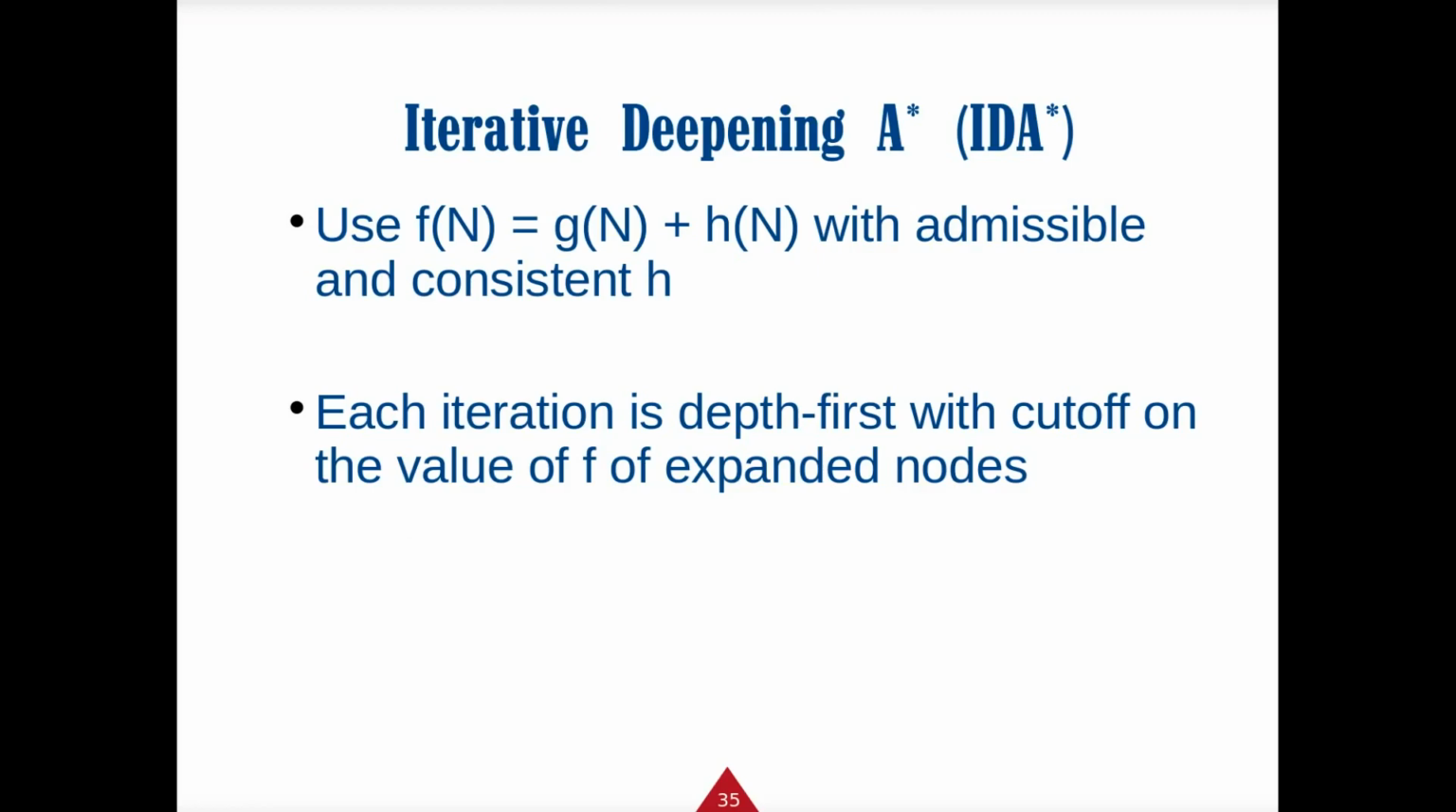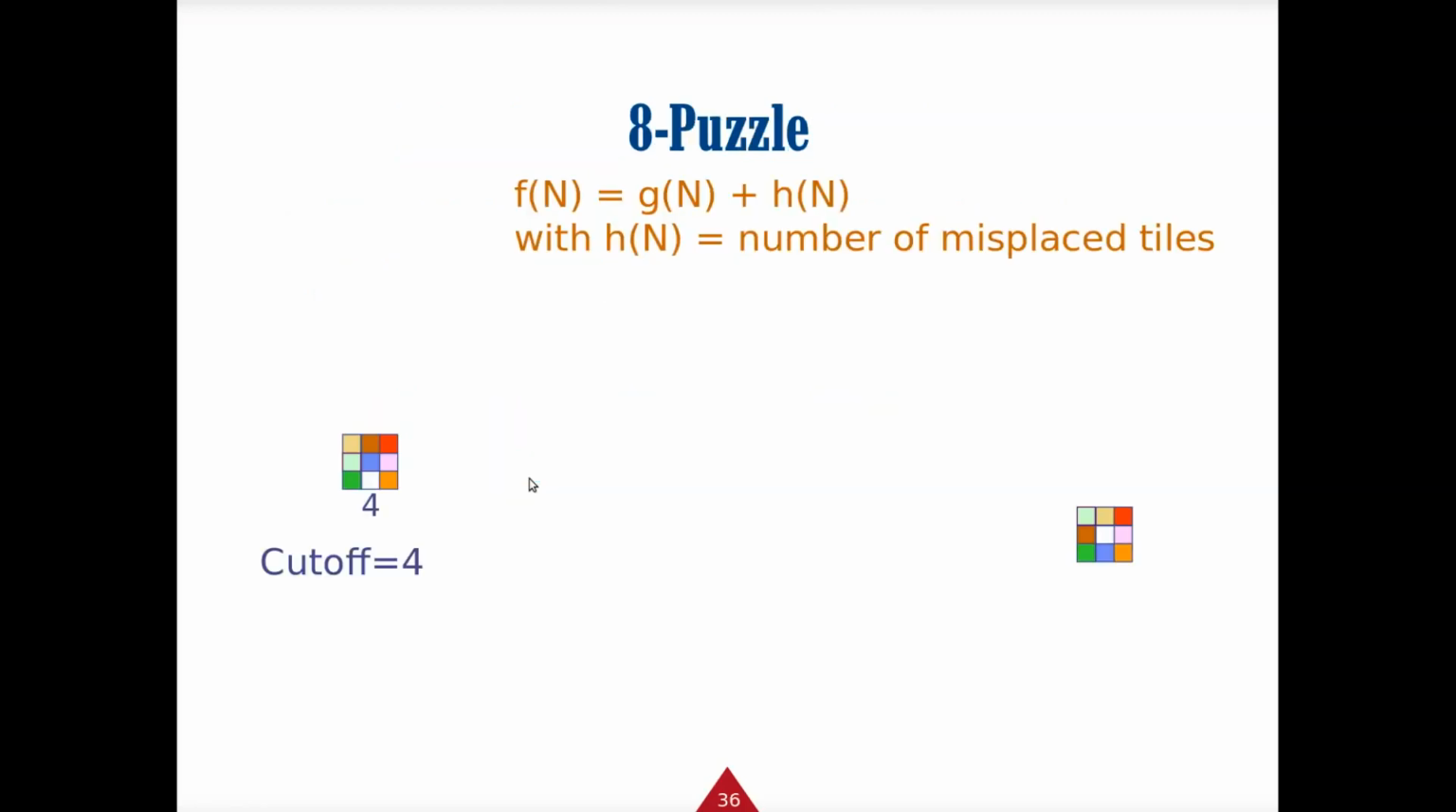And then to define the iterative deepening A star search, we have a cost function and a heuristic function that's admissible and consistent. So each iteration is depth first, but then cutoff on a value is expanded. So it's doing depth first, whereas the other ones were kind of doing breadth first. So in this case, the number of misplaced tiles plus a step function. So we have a cutoff of 4. So basically it's saying, okay, this is the performance we have right now.